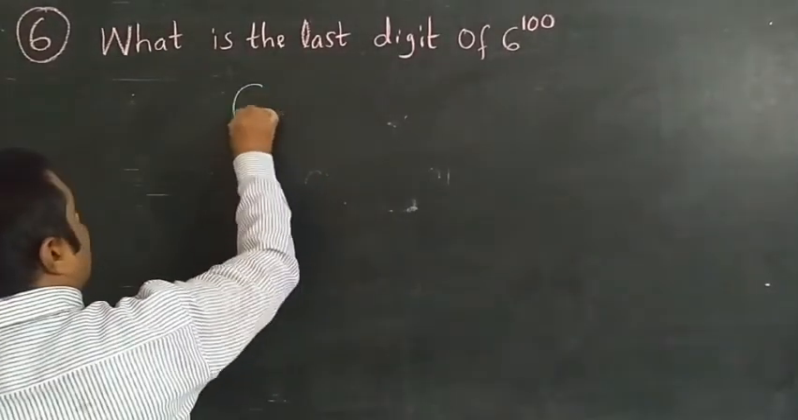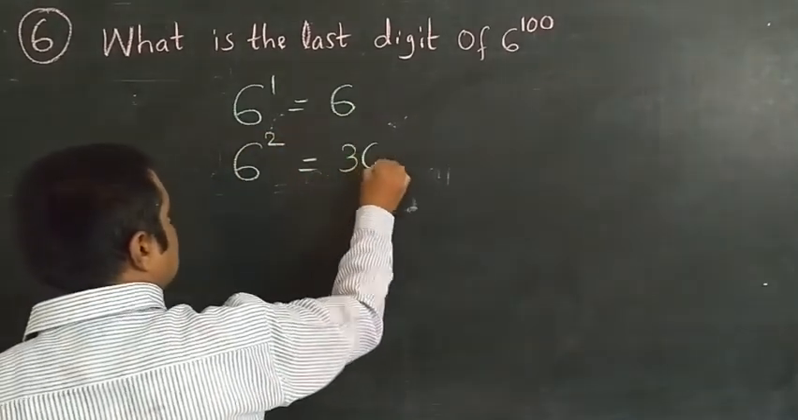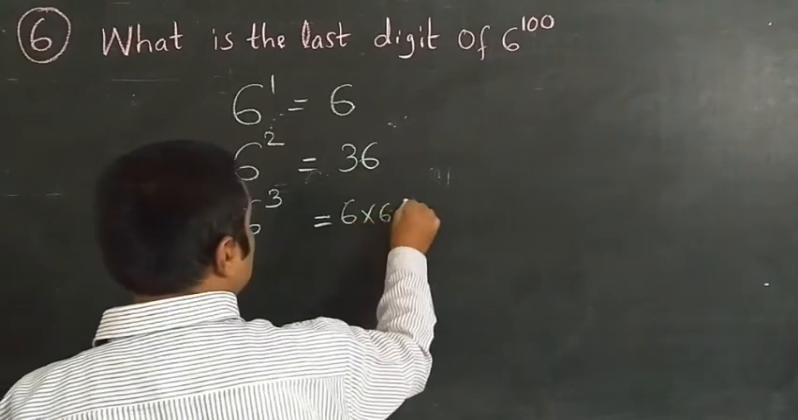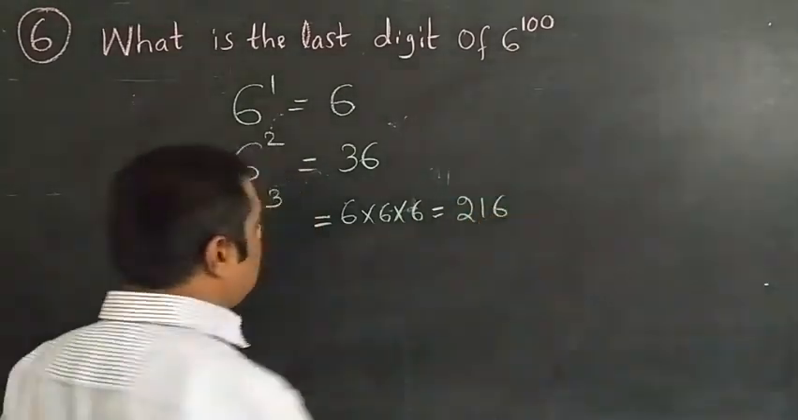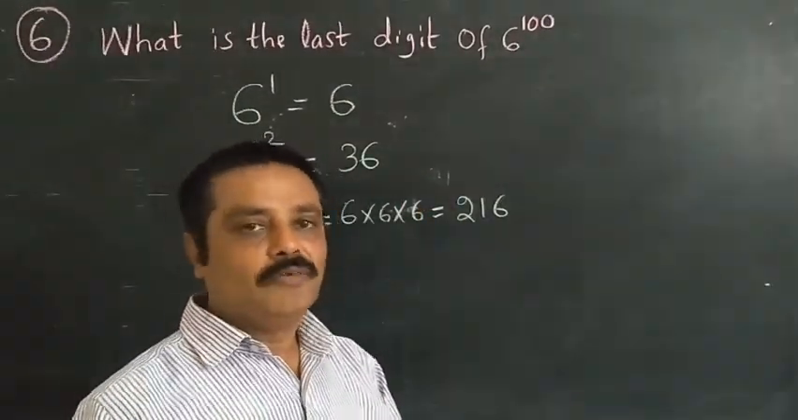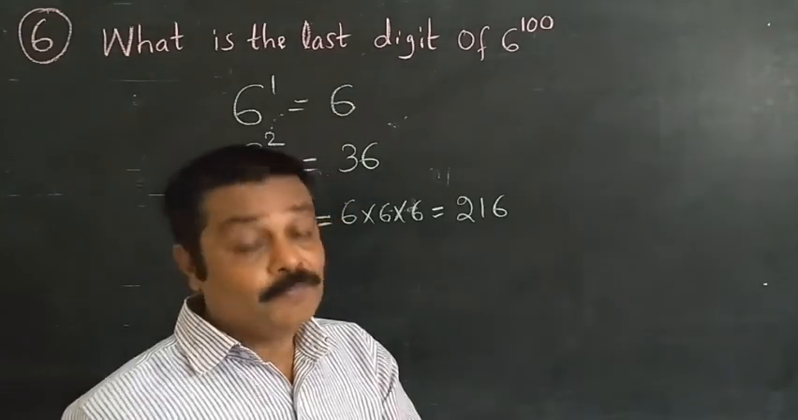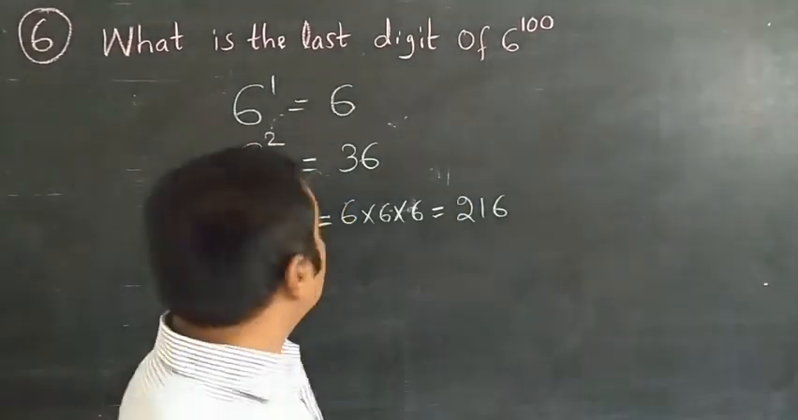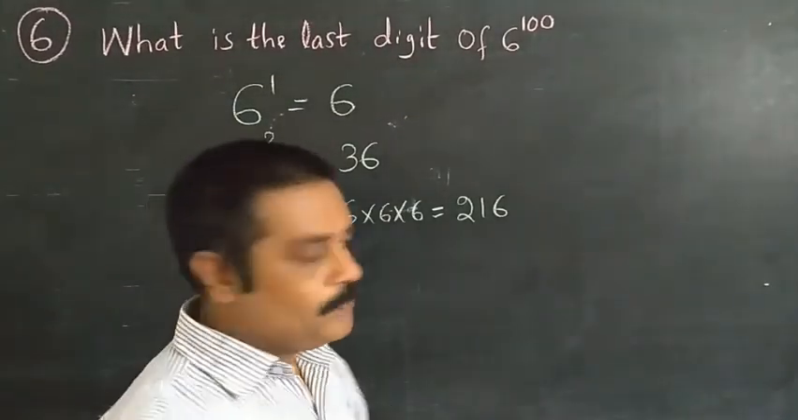If 6 to the power of 1, we write 6. If 6 square, we write 36. If 6 cube, we write 6 into 6 into 6. 6 6s are 36, again 36 6s are 216. Now what happened? Always we are multiplying by 6, which means the last digit compulsorily we get 6, whatever the power is. The power is 1 and above, natural numbers. Here 100 is the power, that's why the last digit must be 6 only.